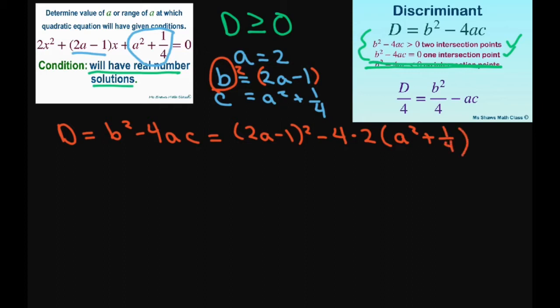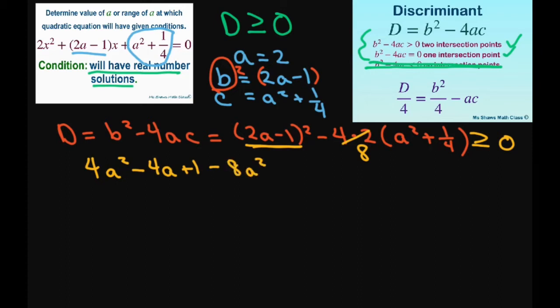All right, so let's clean all this up. This has to be greater than or equal to 0. This part here is going to be 4a squared minus 4a plus 1. This right here is 8. So we're going to get negative 8a squared, and 8 times 1/4 is 2. So it's going to be minus 2 because you have this negative in front here. Has to be greater than or equal to 0.